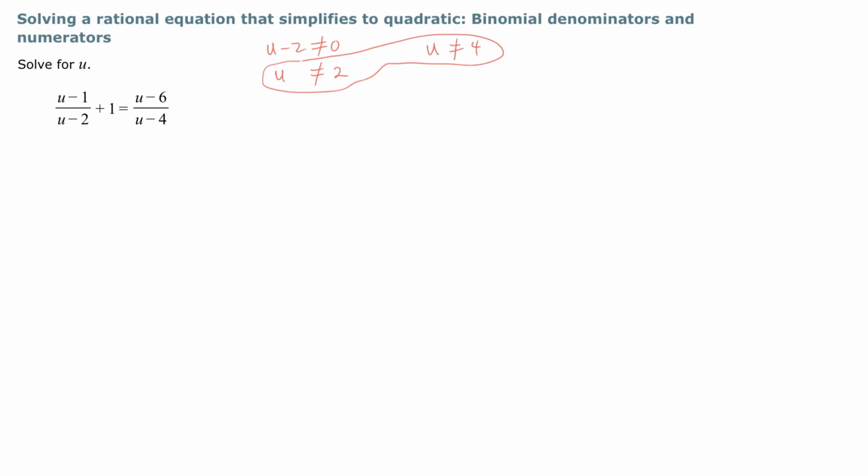Now, to solve this equation, we want to first eliminate fractions by multiplying by the lowest common multiple of all the denominators. So notice right here, this constant term has a denominator of 1. So it's really the lowest common multiple of u minus 2 and u minus 4. Let's take those two factors and multiply both sides of the equation by those two factors. On this side, we're going to multiply by u minus 2 and u minus 4 as well.